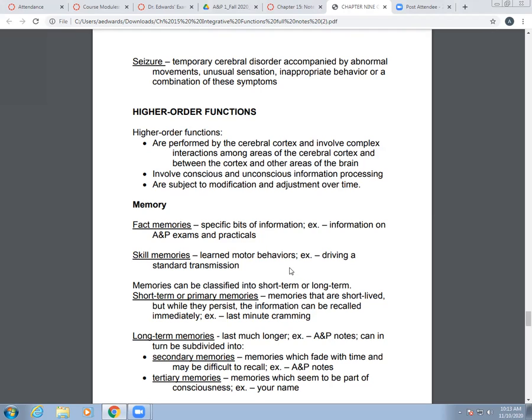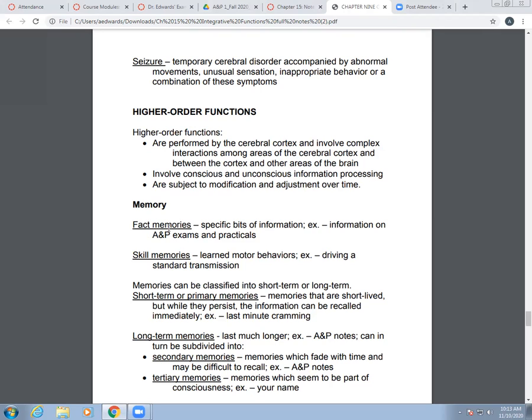All right, let's talk about what we call higher order functions. And these are functions that are performed by your cerebral cortex. They're going to involve complex interactions among different areas in your cerebral cortex, as well as between the cortex and other parts of your brain. These are going to involve conscious and unconscious processing of information. And these are subject to modification and adjustment over time.